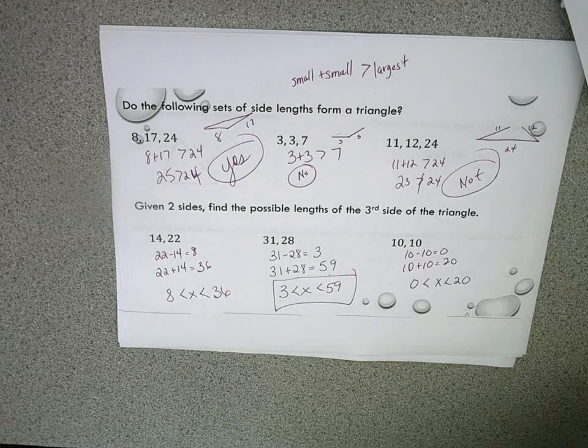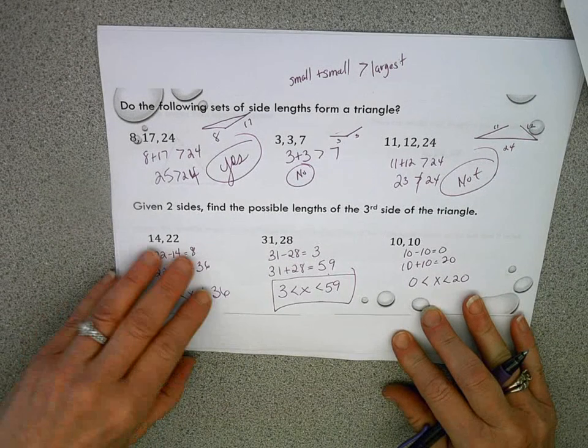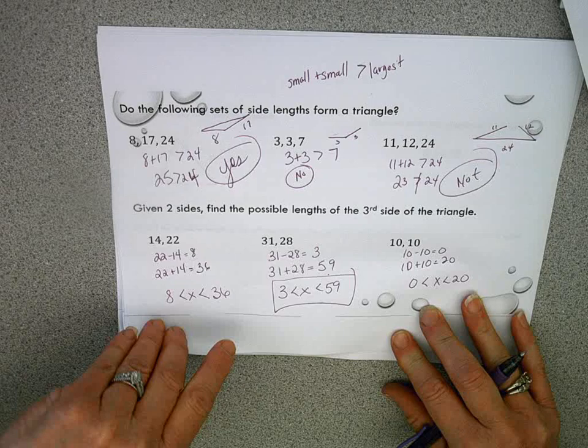Okay, when you're done with that, turn the page. And we're going to list the largest and smallest angles by looking at the picture.